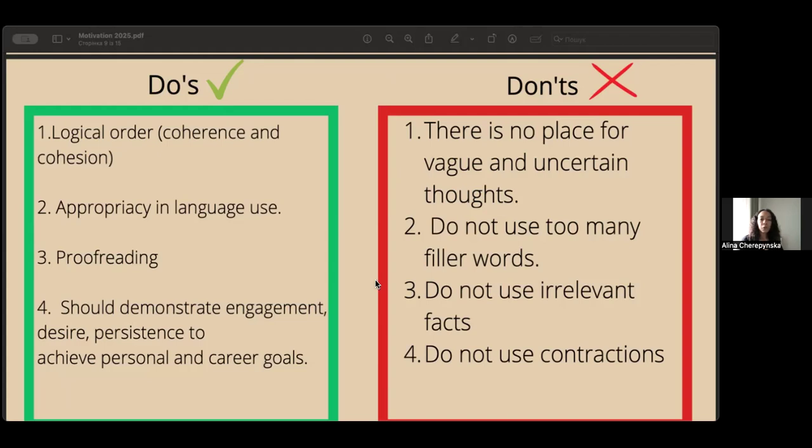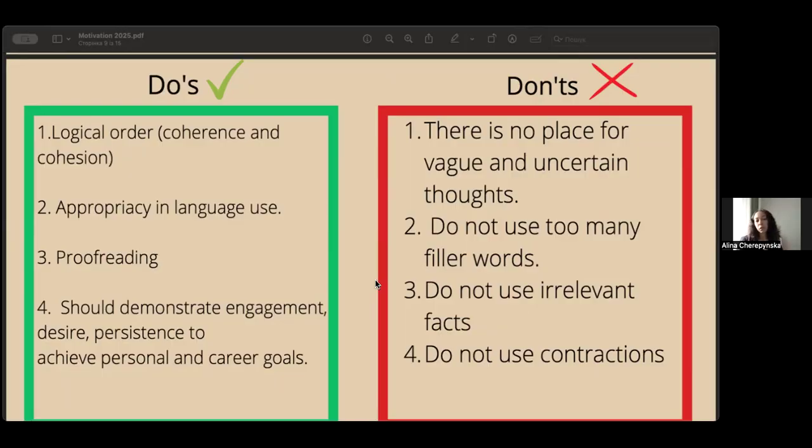Number two is appropriacy in language use. You need to use language, no matter whether it is foreign or your native language, in a way that you really use it in your daily life. What do I mean? There is no need to write overly complex sentences and to use very complex, difficult words if you normally do not use them.